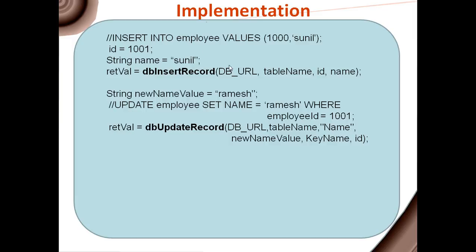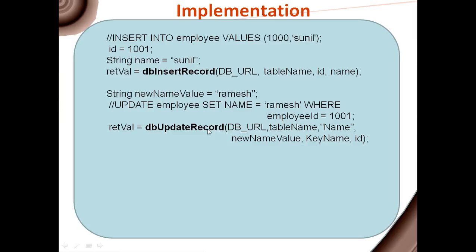Then we can update the name also. Suppose I have entered the name as Sunil and I felt I have wrongly entered it, then I can have a query like update employee set name is equal to Ramesh where employee ID is equal to 1001, and in that case the name Sunil will be replaced with Ramesh, and the method to do that is basically called db update record. So the first one is create record, and this is for the update record.